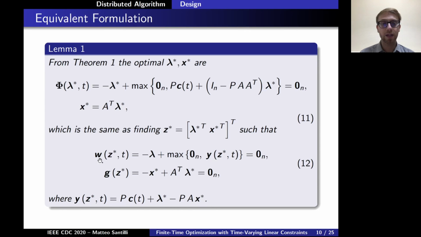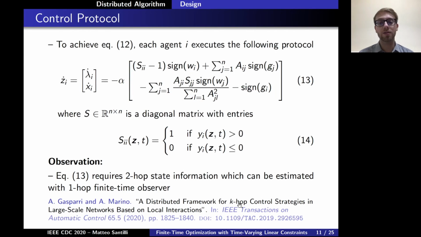such that the functions w and g are equal to 0, where y is defined as such. With this in mind, we are now able to provide a distributed algorithm that each agent implements, where alpha is a positive gain, sign is the sign function, S is a diagonal matrix with entries 1 or 0 depending on the value of the vector y.